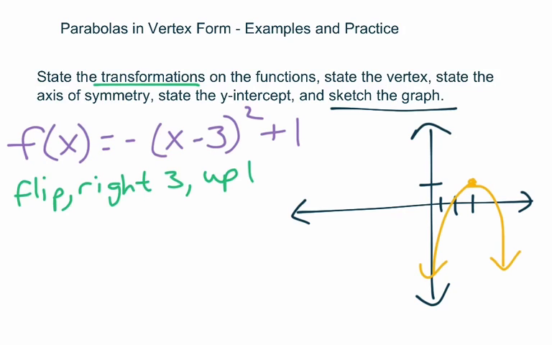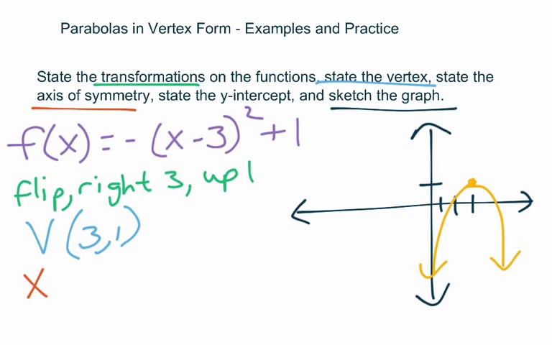Now, the reason I like to sketch the graph before I come over here and answer these is because it's easier for me to state the vertex if I can see the vertex. And now I can see it, and I can see that this is at the point 3, 1. Now, I'm going to label that with a V for vertex. And there we go.